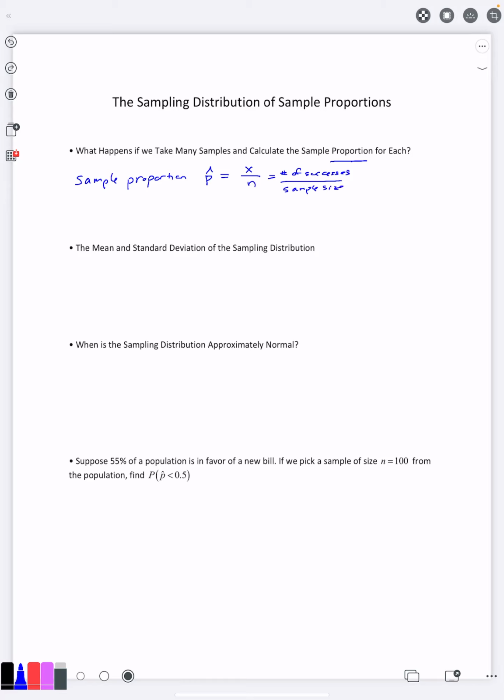And that's what we're going to calculate for each of our samples. So in the previous video, we took a whole bunch of samples, and for each one we calculated the sample mean, the x bar, and then we said, what could we say about x bar? It turned out to be a random variable, a normal random variable, and we knew what the mean and standard deviation were, and so on. Same concept here. When we take our sample proportion, P hat will be a random variable.